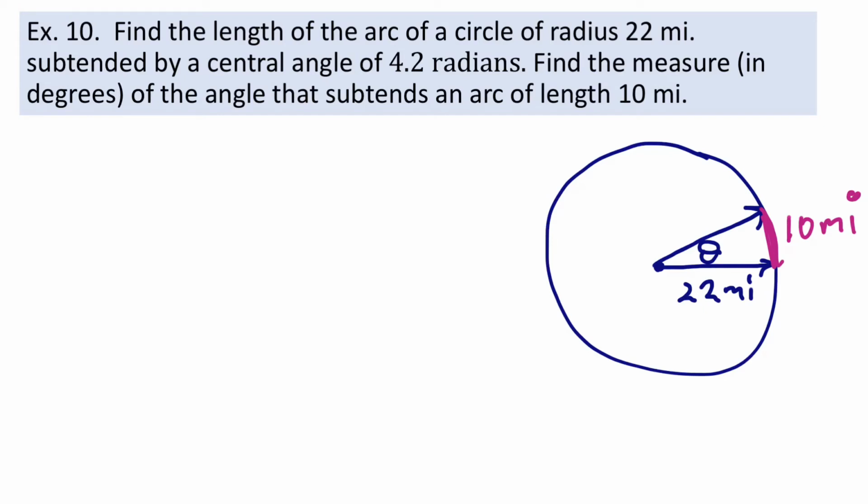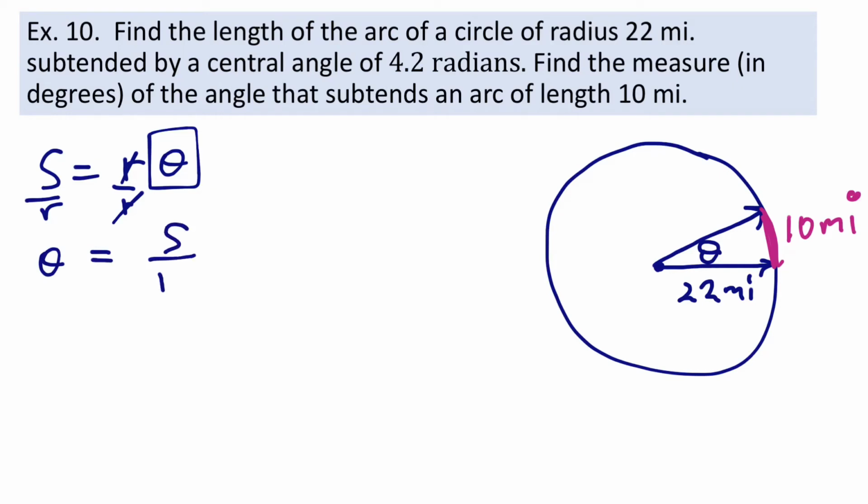All right, now our formula, arc length is equal to r times theta. Now this time we want to know what the angle is, because we don't know that. We do know the s, so we're going to divide both sides by r. So we'll have the angle is equal to s divided by r. All right, so let's plug those numbers in here. So I've got 10 miles divided by 22 miles. So that equals 5 over 11.